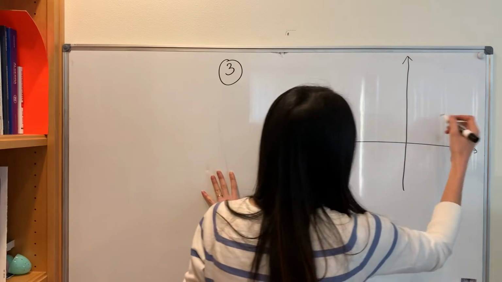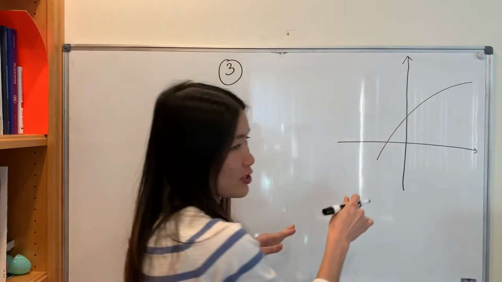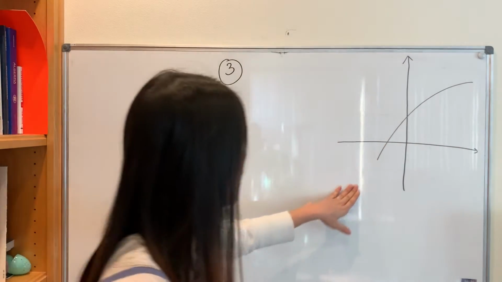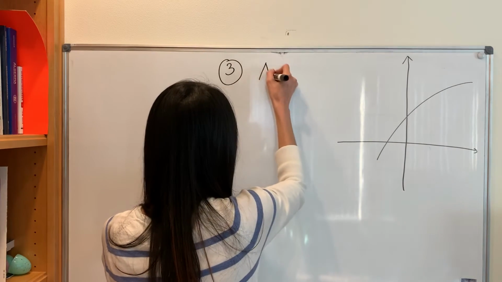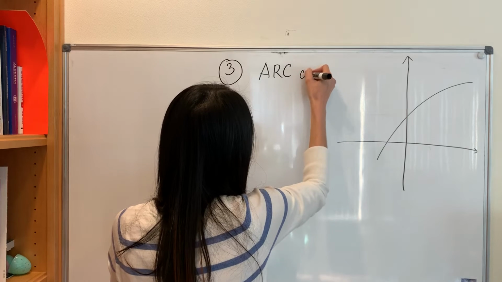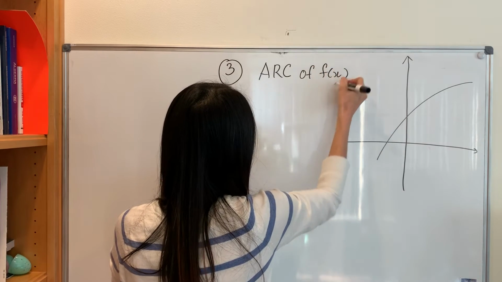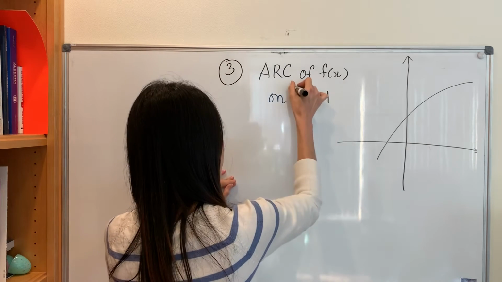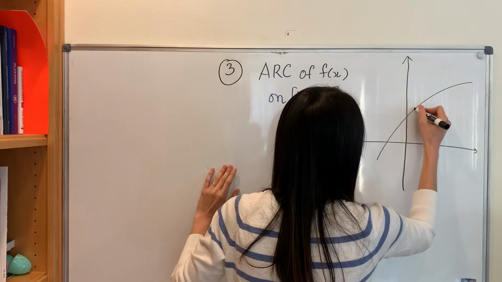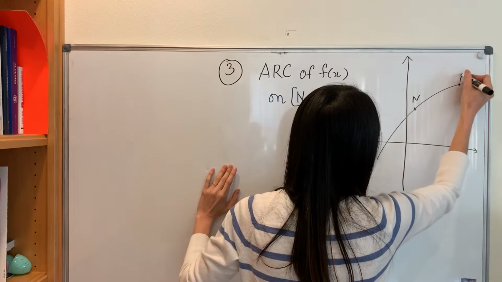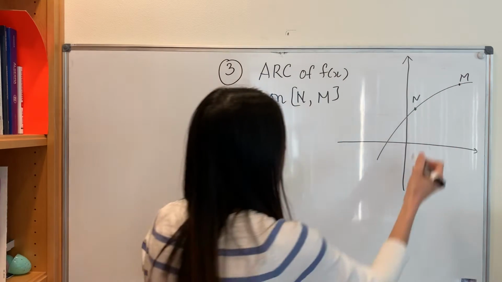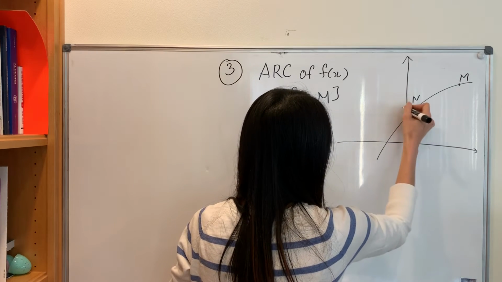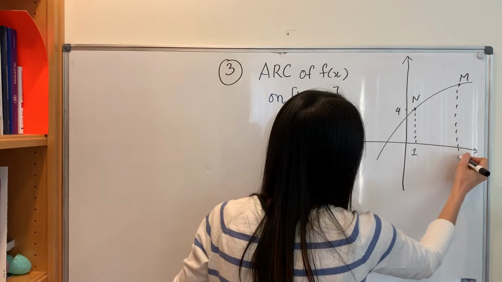So if I give you this graph of a function, and I know this is a function because I can use the vertical line test, I can tell this graph represents a function. So this time I ask you to find the average rate of change of this function, I call it f of x, on the interval from M to N, where M and N are two ordered pairs on the graph, and of course when they give you a graph, you can tell the coordinates of them. So I can say this one is 1 and this is 4, for example. So this is 4 and this is 6.